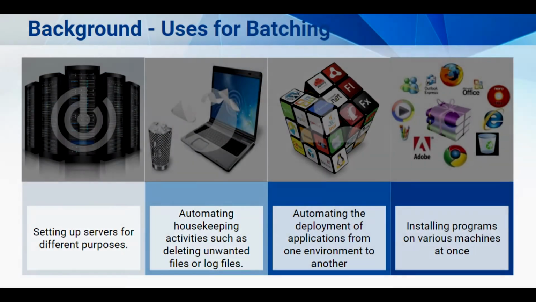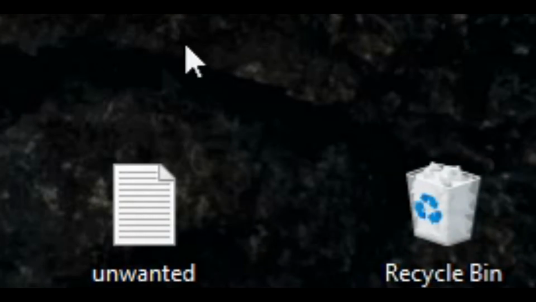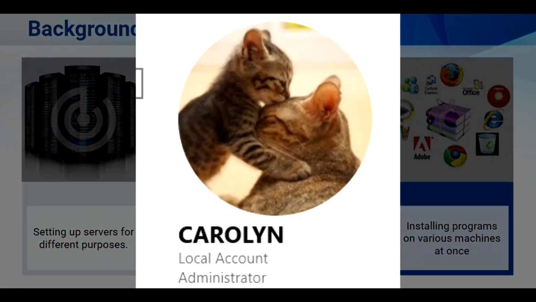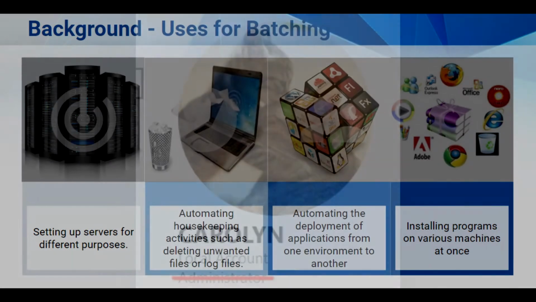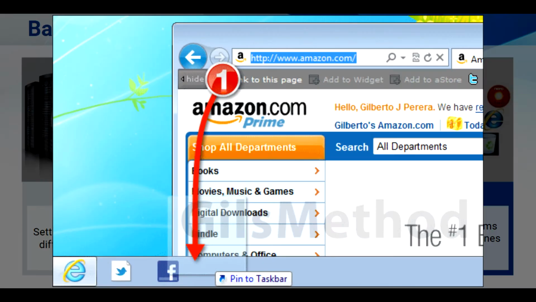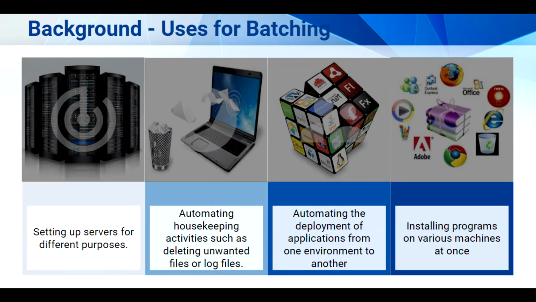Okay, so there are several uses for batch files, some of which include setting up servers for different purposes, automating housekeeping activities such as deleting unwanted files or updating the status of services on your computer. So for example, you can create or delete administrative users from your computer. You can also automate the deployment of applications from one environment to another, or do things such as automatically pinging or crashing certain websites. You can also do things like creating portals to websites or other places in your computer that you wish to access.